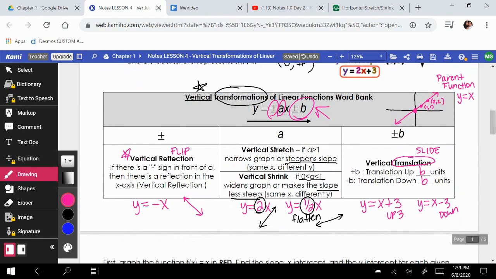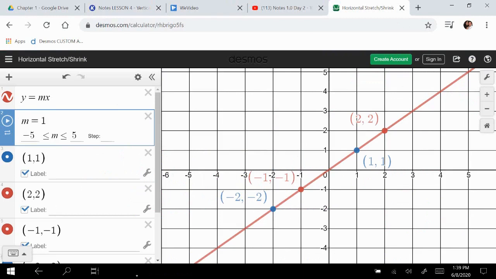Let's go ahead and just take a look here at the parent function. We're going to be using the parent function quite a bit in the next couple examples. So I want to show you what the parent function y equals x looks like. So here it is. This is the parent function y equals x. You can see it has a slope of 1, and it runs through the points 1, 1, 2, 2, 3, 3. That's the most basic linear function.